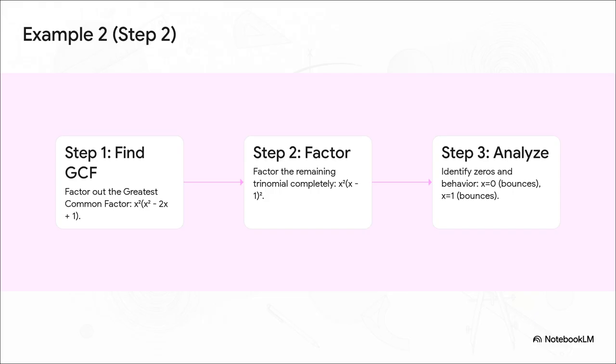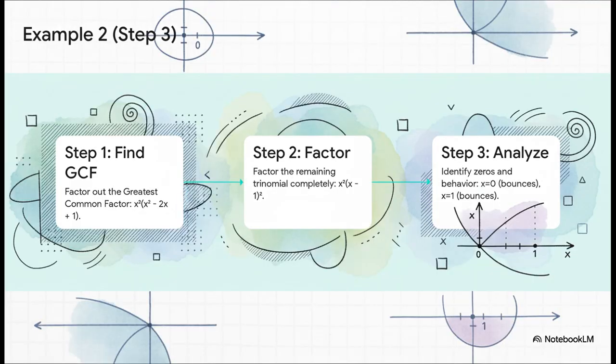And just like that, our polynomial is now completely factored. And now we get to use our rule. That x squared out front gives us a 0 right at x equals 0. The multiplicity is 2, which is even, so it bounces.